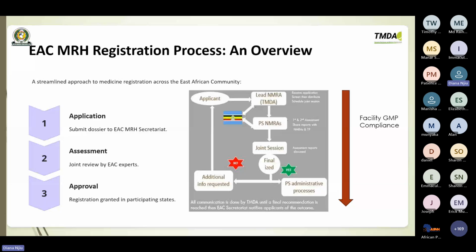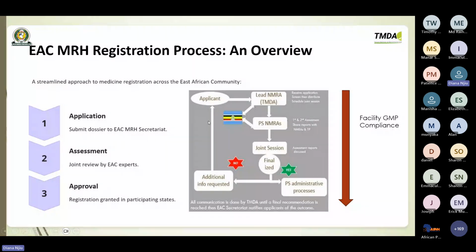The outcome is submitted, and if it is approval, the administrative process goes on under the secretariat and the partner states. If there is a pending issue, additional information is requested and communicated back to the applicant. Again, the applicant needs to communicate it to the lead NMRA after completing the compilation of the additional information. So this is the overview of the process.